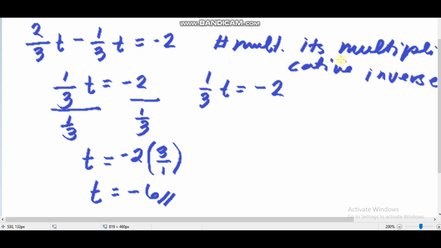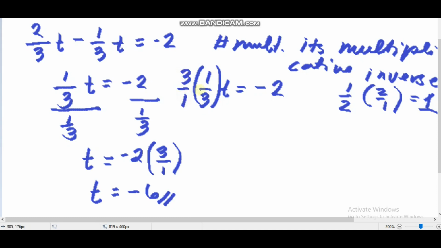When a number is multiplied by its multiplicative inverse, the answer is always equal to 1. For example, for 1/2, what is the multiplicative inverse? 2 over 1. When you multiply them, you arrive at 1. It's always 1. Since our objective here is to have a coefficient of 1 for t, we can simply multiply this by its multiplicative inverse. The multiplicative inverse of 1/3 is 3 over 1.